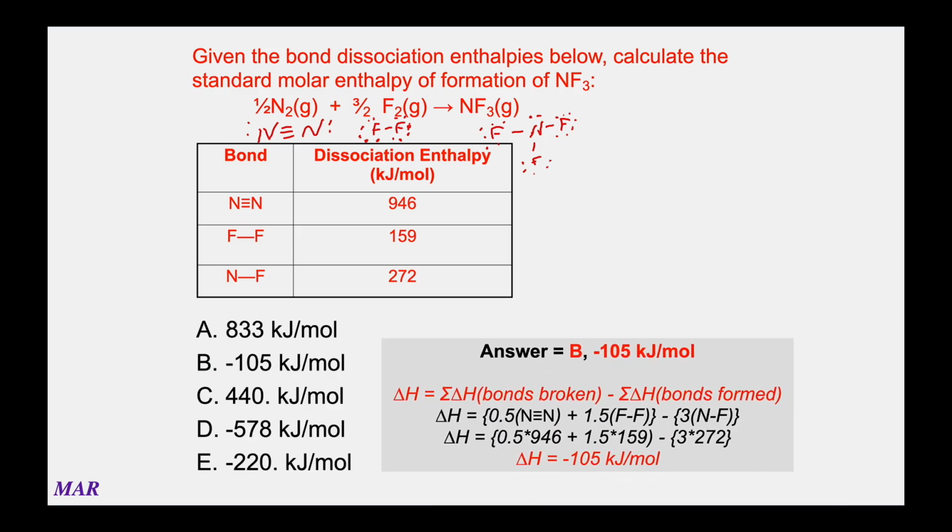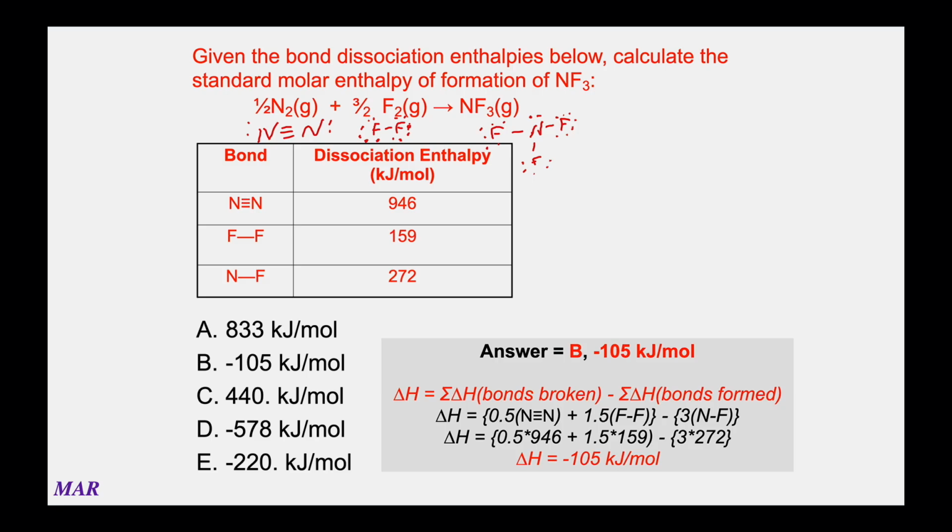So when you do all of this, and I'm going to let you do this in your calculator, you're going to take 1/2 times the N2, because it's only 1/2 of N2, not the full one. You'll take 3/2 or 1.5 times the FF single bond. And from the bonds broken, you'll subtract the 3 NF bonds that you're forming. And there's all the different numbers thrown in. The delta H, negative 105 kilojoules per mole, answer B.